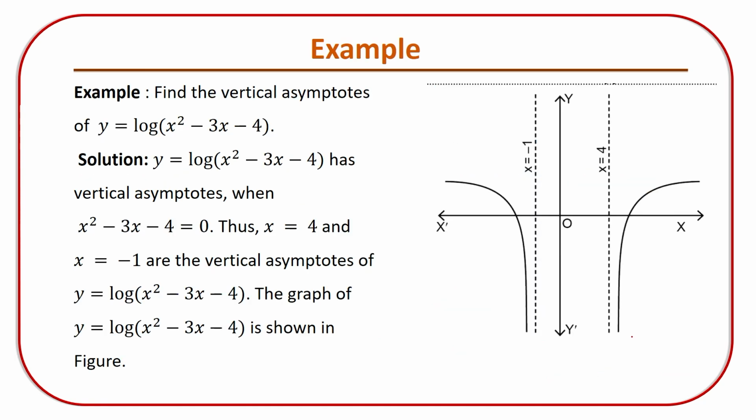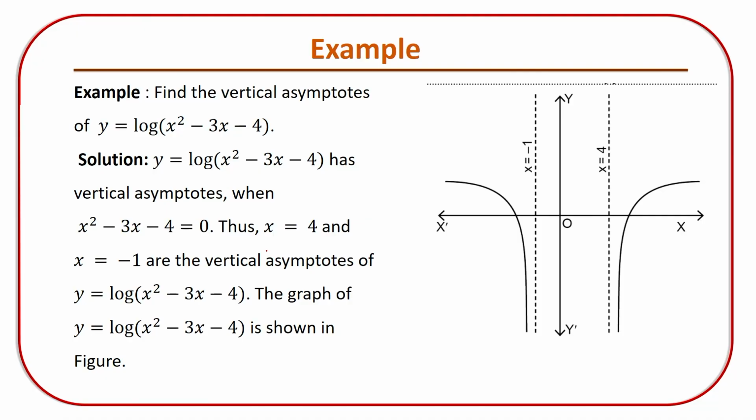Now find the vertical asymptotes of y equal to log of (x square minus 3x minus 4). Now if you make the argument of log 0, that will give you an asymptote, isn't it? Because y becomes infinity. So how can I make that happen? Here x square minus 3x minus 4 is given, so I am putting x square minus 3x minus 4 equal to 0.